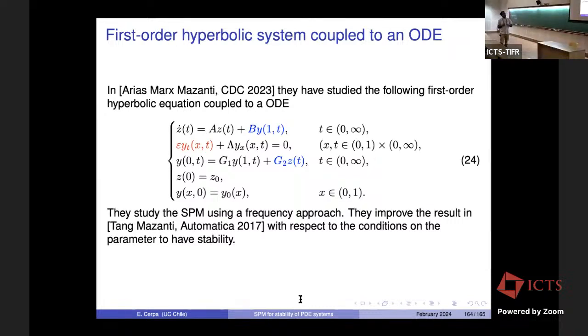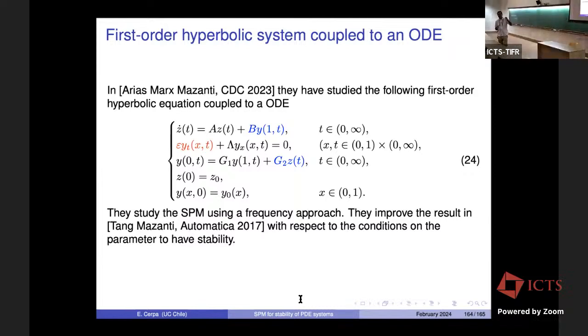So the new idea of Arias, Marx, and Masanti in this conference paper at CDC, they are finishing the redaction of a journal paper with these results. Instead of the Lyapunov approach, they use a frequency approach. Let's say that they compute the eigenvalues of the system. In fact, they can improve the conditions for stability that Tang and Masanti obtained in their paper. They can finally say that the stability conditions for the SAS system are sufficient conditions for the full system.